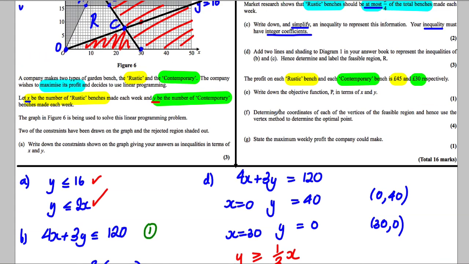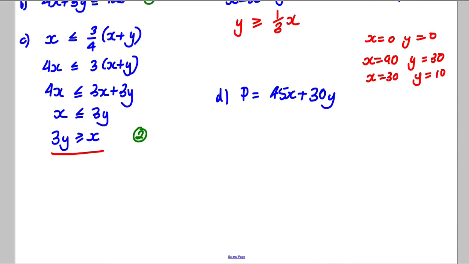And then it says, determine the coordinates of the vertices of the feasible region and hence use the vertex method. You must use the vertex method to determine the optimal point, i.e. the maximum P. So what's best to do in these cases, I always find, is best to draw a table. So what we're going to do is, I'm going to call this part A, we're going to draw a table.